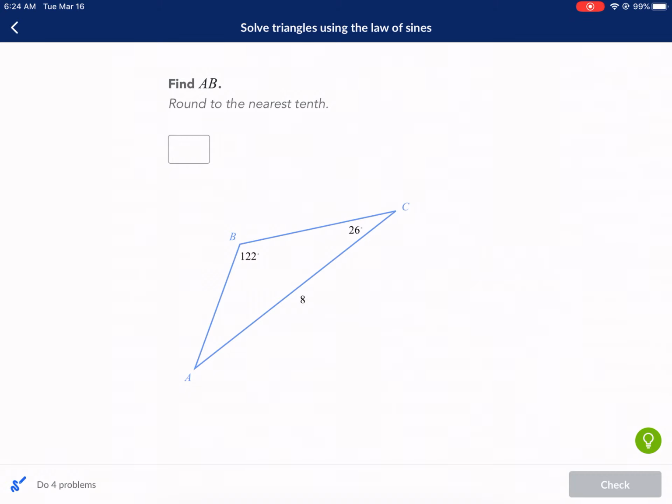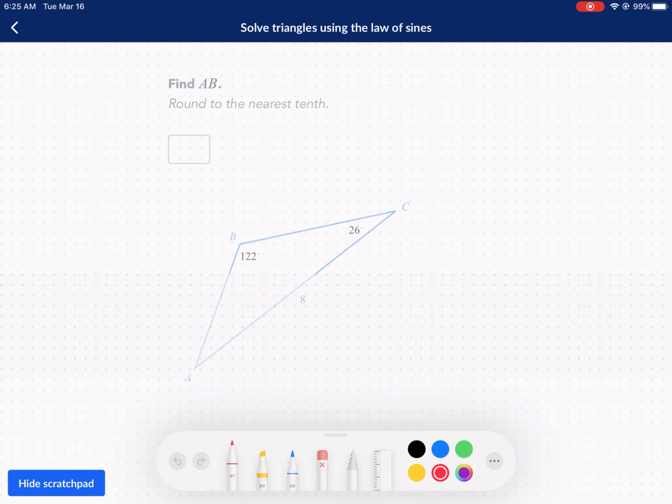Welcome everyone to a Khan Academy tutorial, solve triangles using the law of sines. Let's go ahead and get started. We're going to have to talk about what is the law of sines.